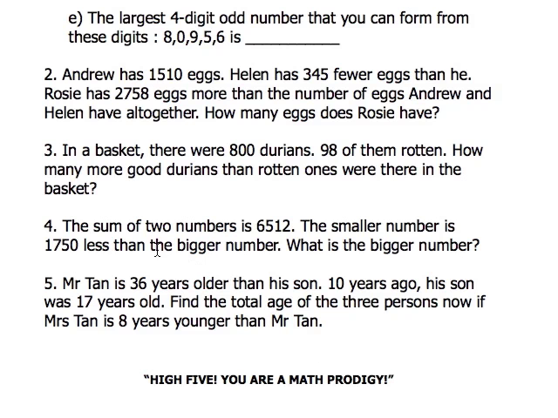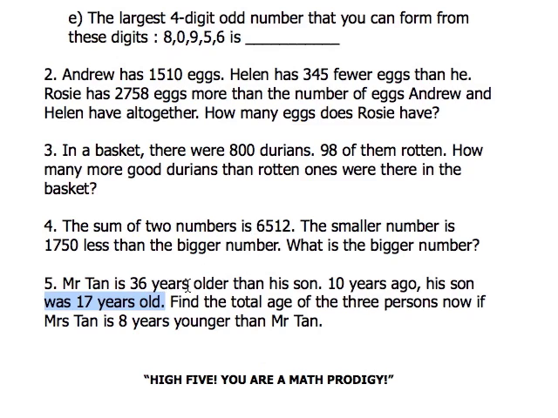It says that Mr. Tan is 36 years older than his son. Okay, that's the first one. Now 10 years ago, his son was 17 years old. Now it said find the total age of the three persons now if Mrs. Tan is 8 years younger than Mr. Tan. How do we do this?